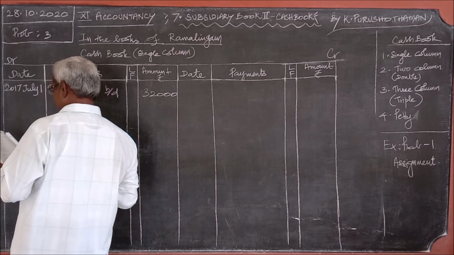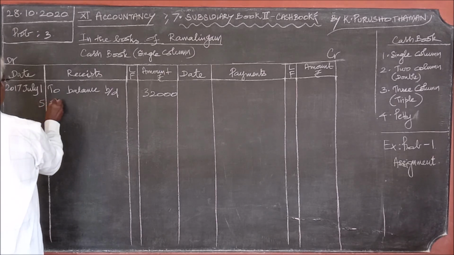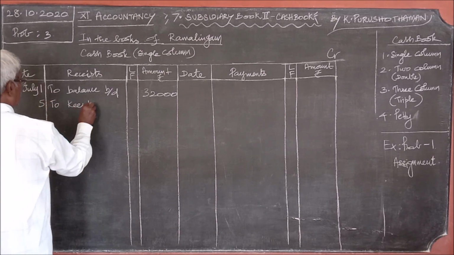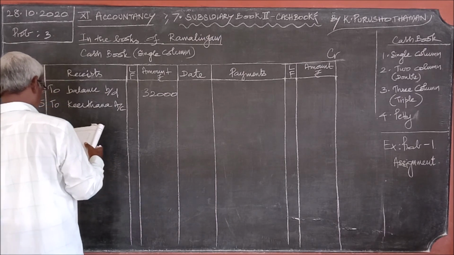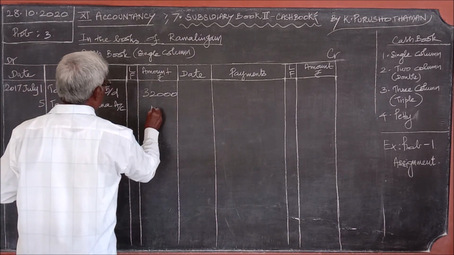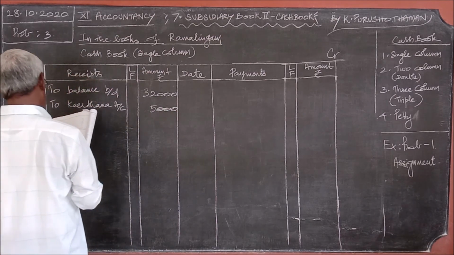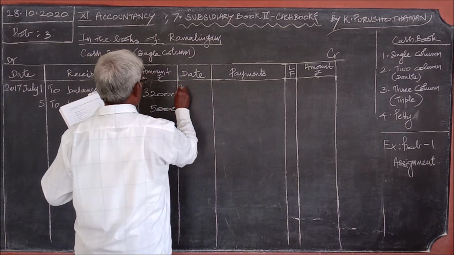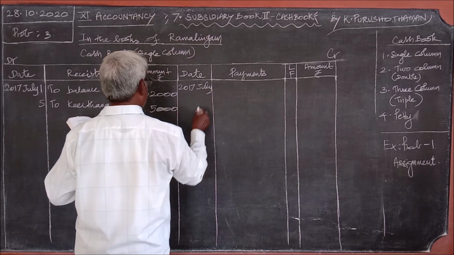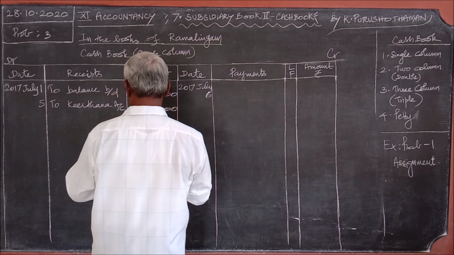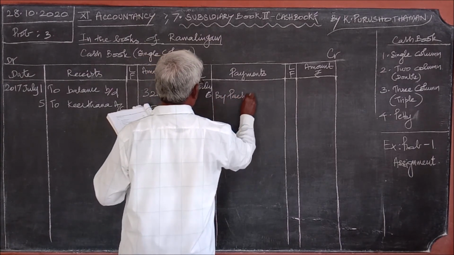Next, received from Kirtana, that is, when we receive cash, it will come in. Therefore, to Kirtana account. The amount is 5,000. Paid packing charges in cash. The date is 2017 July 6th. Packing charges paid in this payment, therefore, by packing charges account.